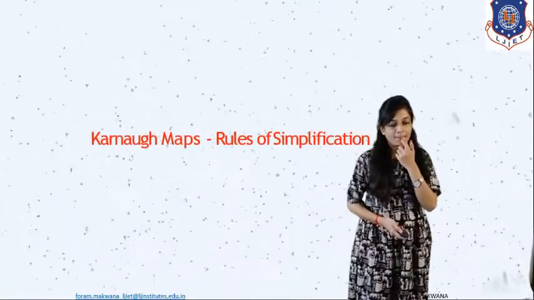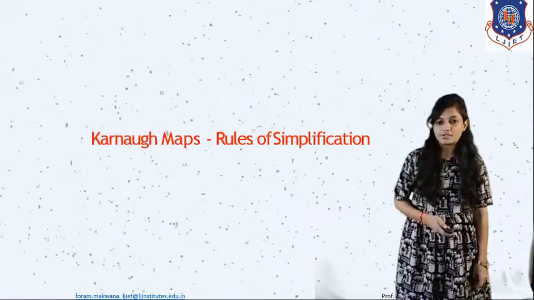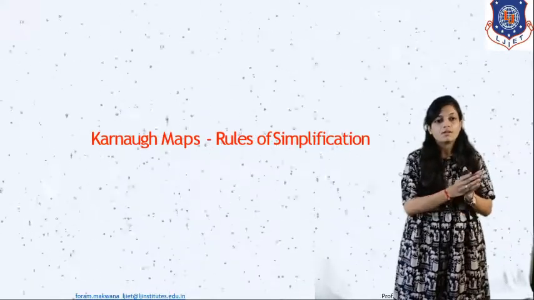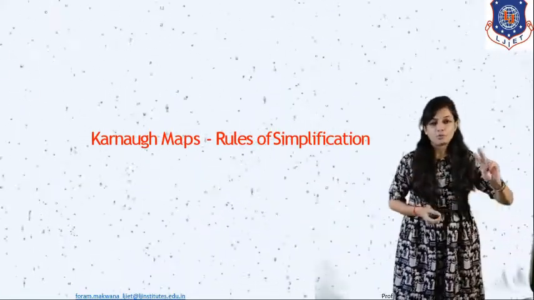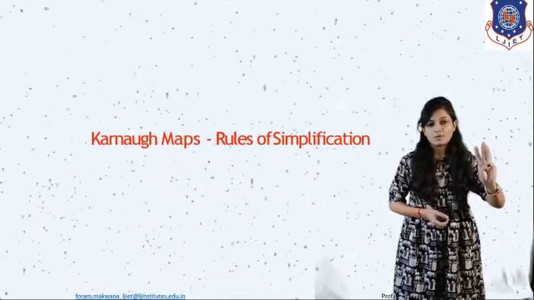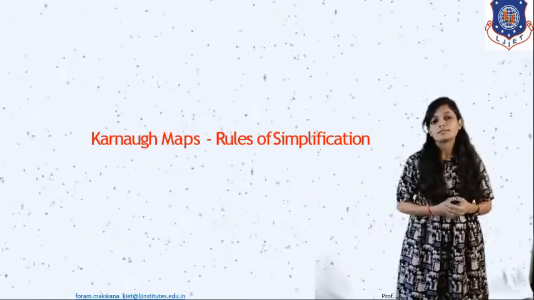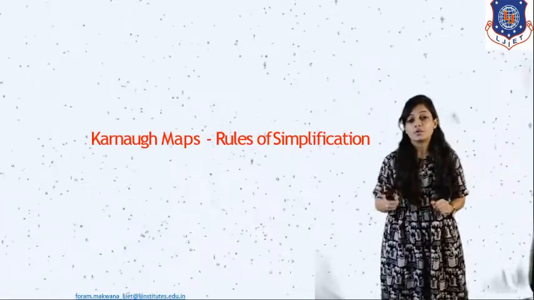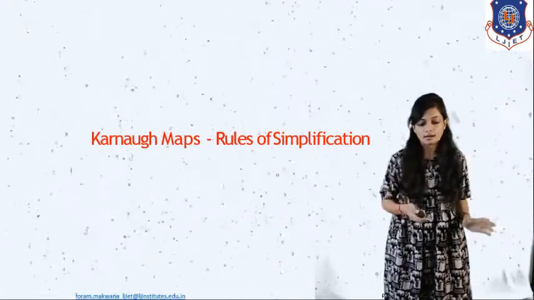Now, K map rules for simplification. In the last PPT we have seen 2 variable, 3 variable and 4 variable K map. In 2 variable it requires 4 cells. In 3 variable it requires total 8 cells, and for 4 variable it requires 16 cells. If it is a 5 variable, then it requires 2 raised to 5, total 32 cells. That means 32 min terms are there, right?